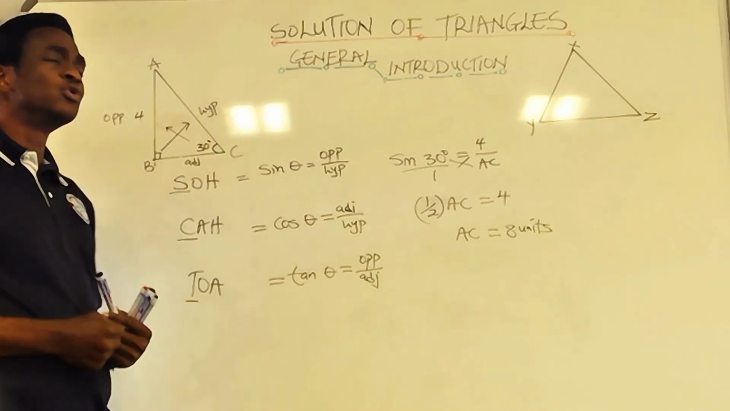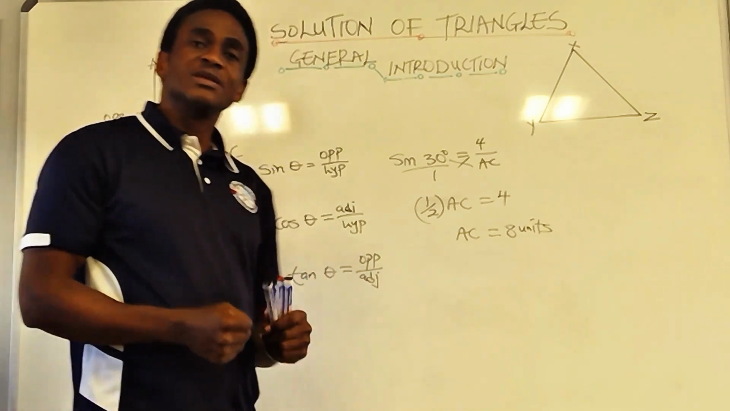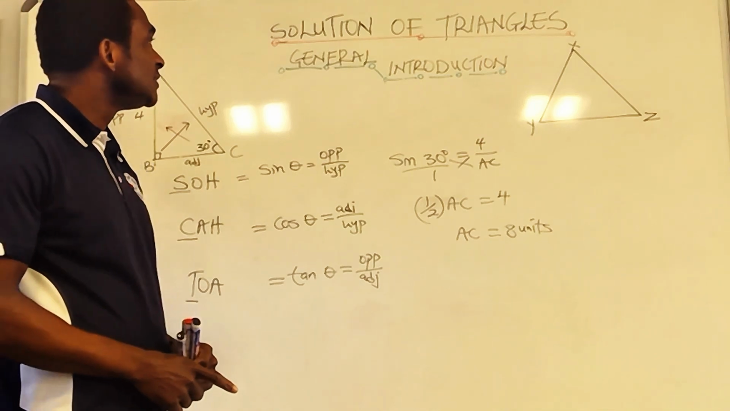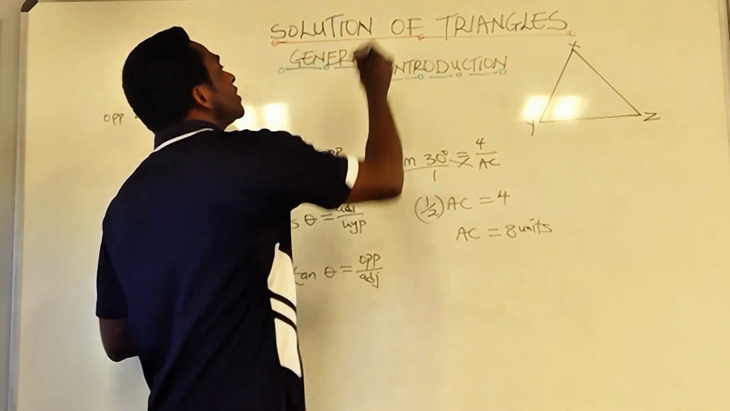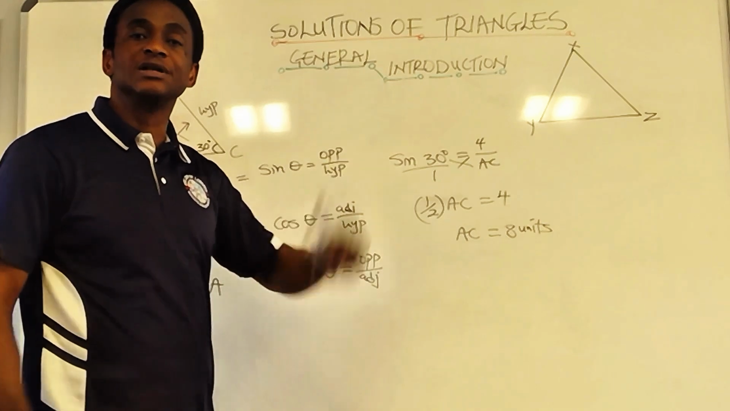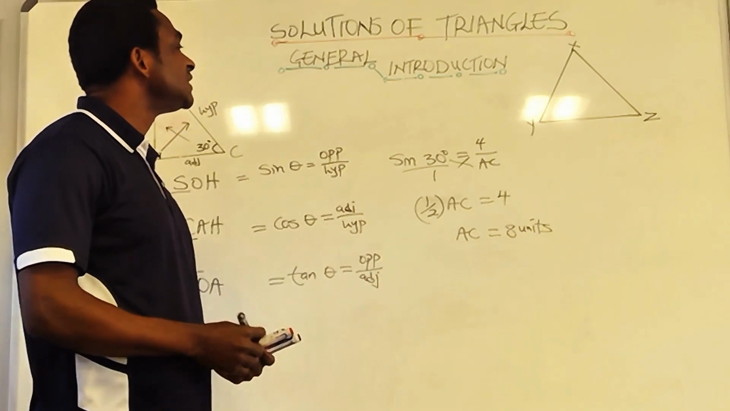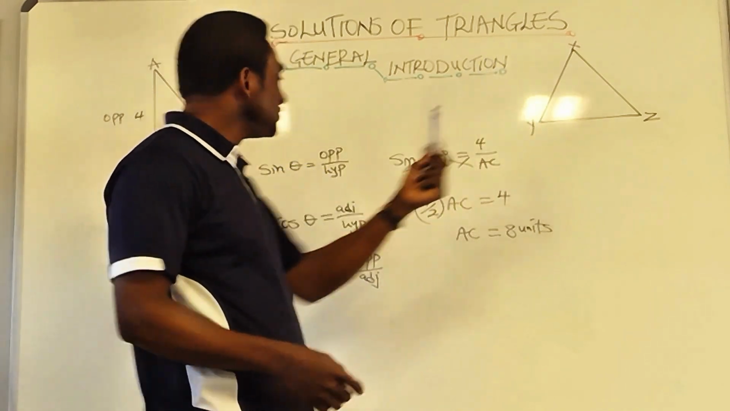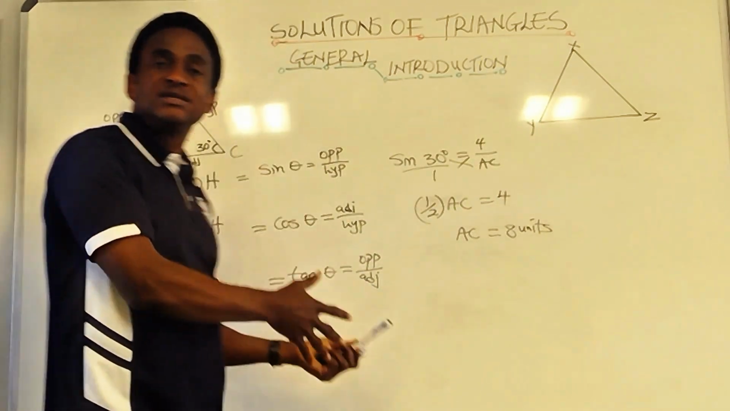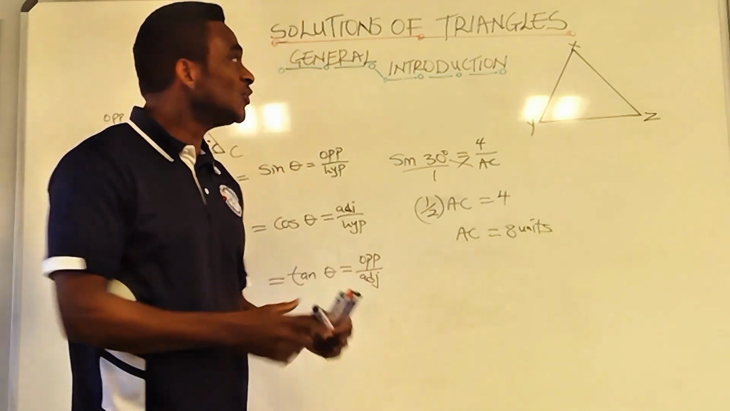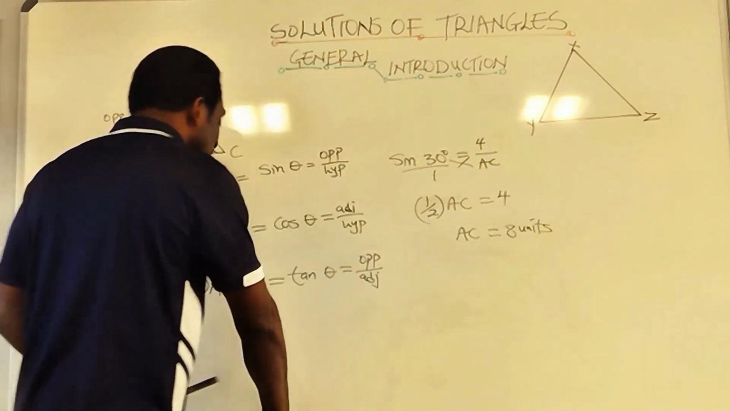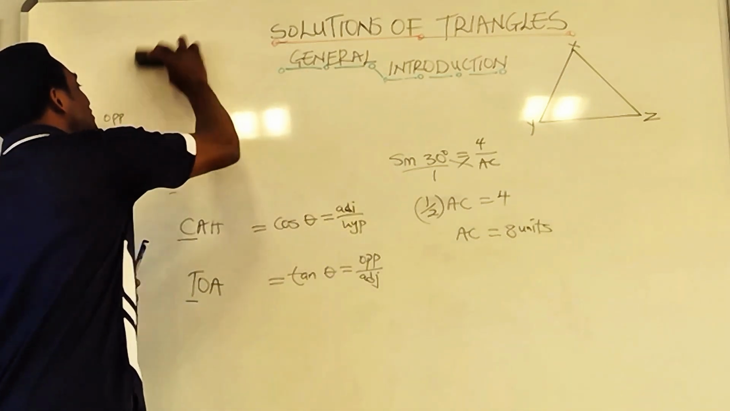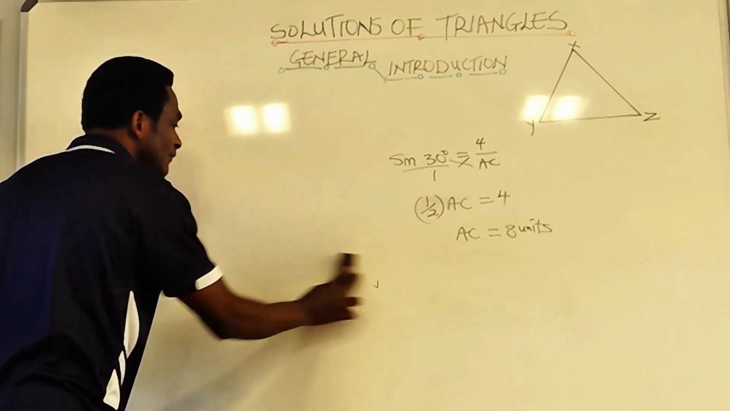Now the question comes, what if the triangle is not right angled? What do we do? That brings us to solutions of triangles that we are talking about. What if it is not a right angled triangle? Like for instance, if we have this, then it means SOHCAHTOA cannot work. Pythagoras cannot work. So that is when we start looking at other theorems that we can use to solve our problems. Let's look at some of them.